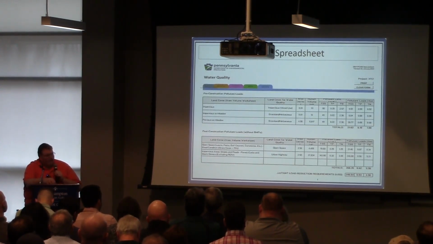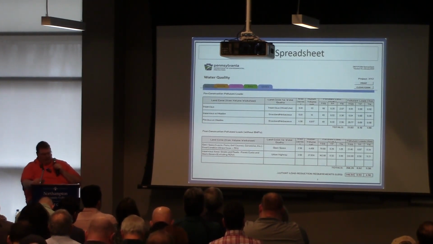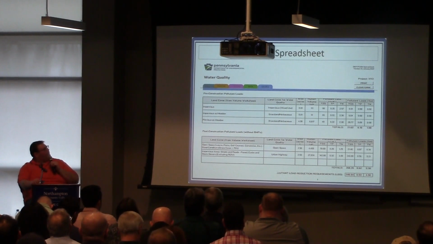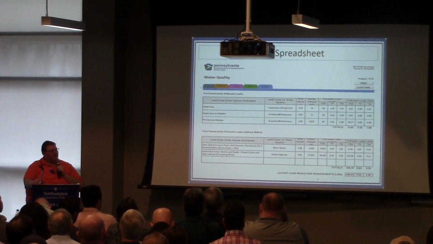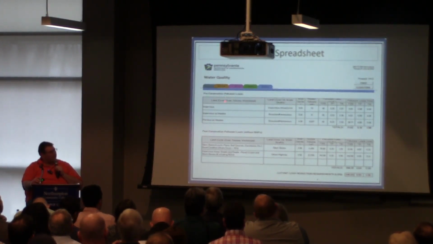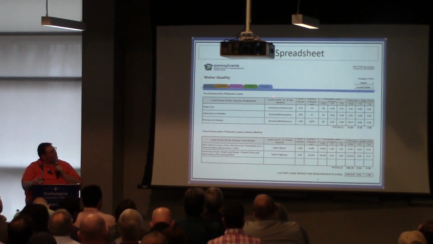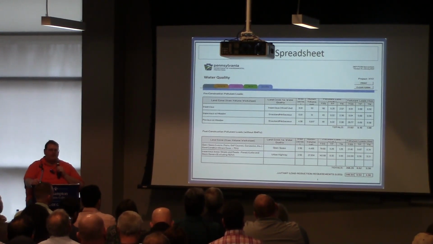Now kind of to the important part of this, which is the quality. Like I alluded to earlier, you have to utilize this spreadsheet for water quality unless you're doing an alternative design standard. The first thing you're going to notice is you have land cover from the volume worksheet, and then you have land cover for water quality. Anybody know why we have two different ones?